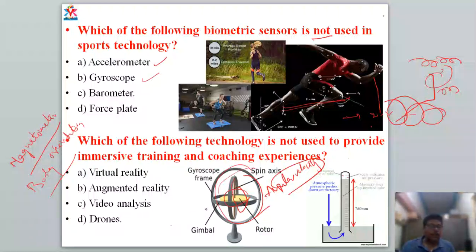Magnetometer, very important to measure the body orientation, right?